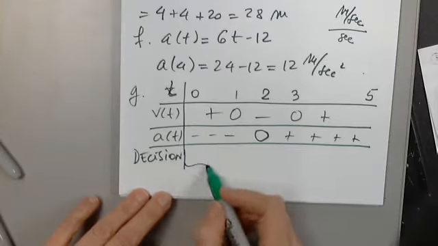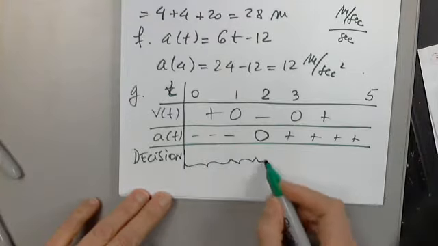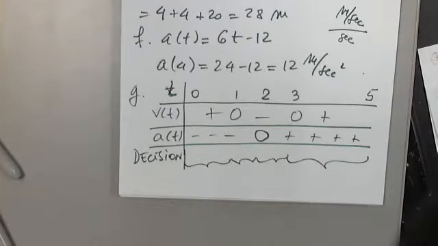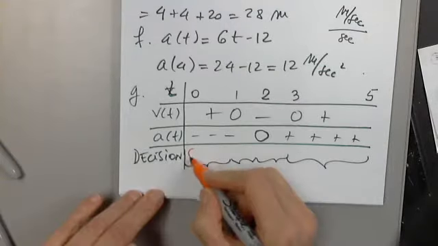Decision. What is the conclusion on the first, second, third, and fourth subintervals? What would you say for the first one? The velocity is positive, but the acceleration is working against it. What does that do to the particle? Slowing down.